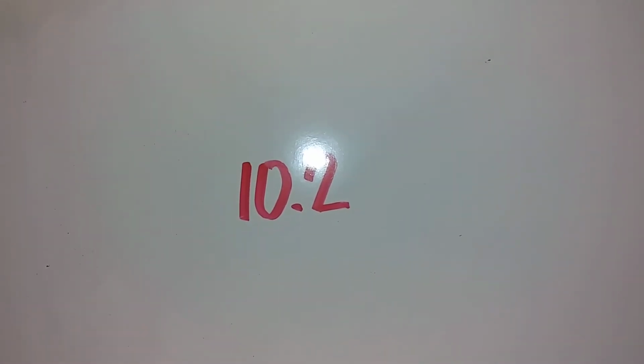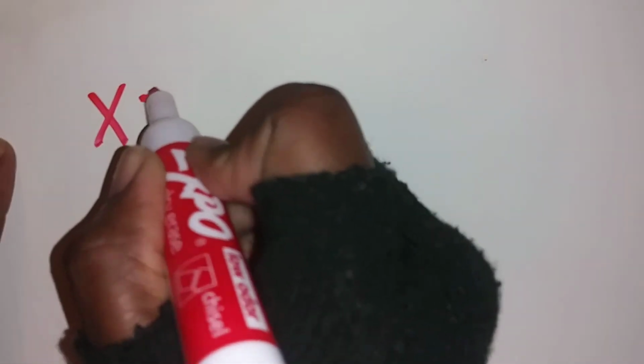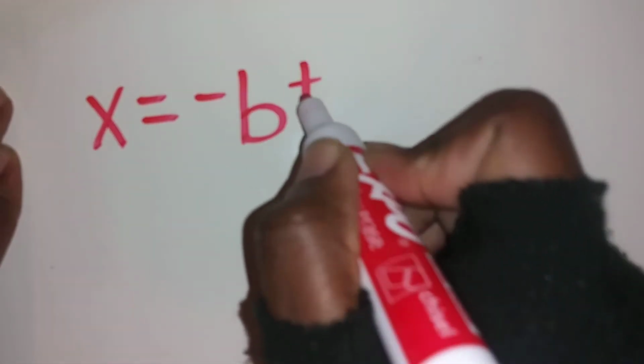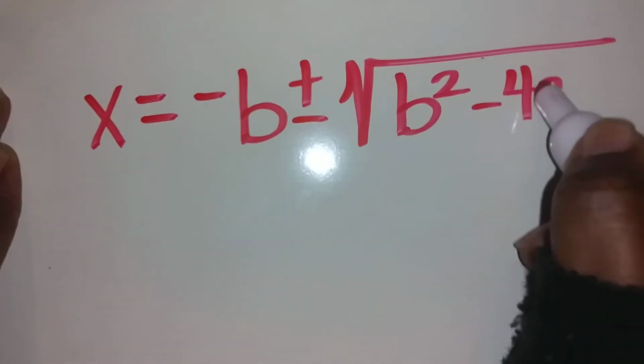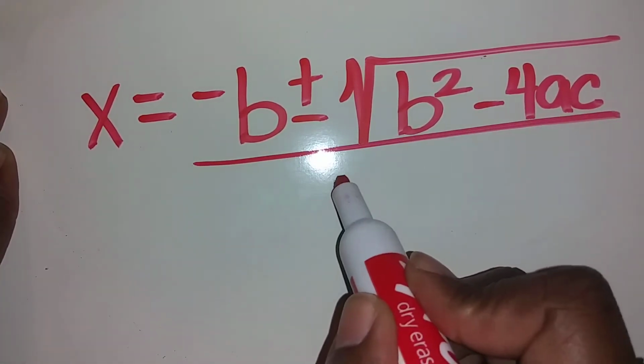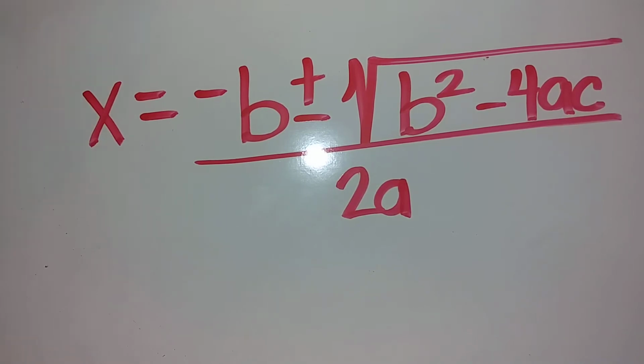Hello class. Look at section 10.2, solving quadratic equations using the quadratic formula. The quadratic formula is on page 739. This is another way to solve for x. We have x equal negative b plus or minus the square root of b squared minus 4ac, and it's all divided by 2a. So it is so important that you write that formula down because that's what we're using in today's lesson.